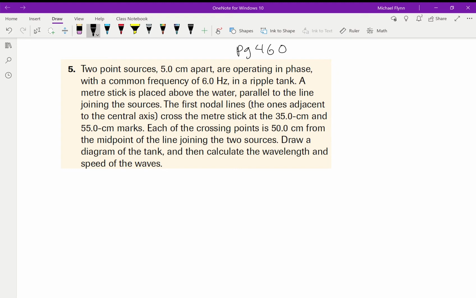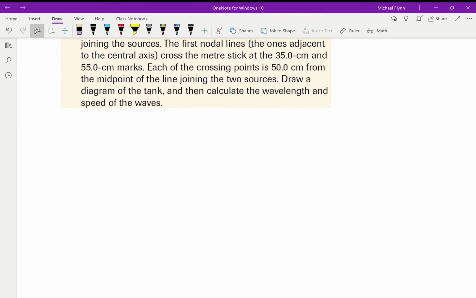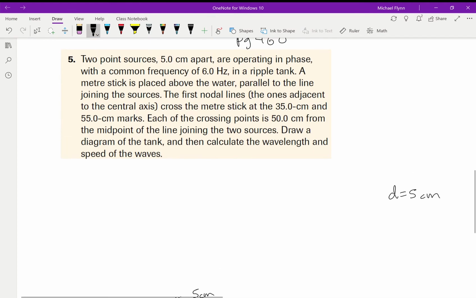Okay, so 2 point sources are 5 centimeters apart. So I'm going to draw a little diagram down here. The distance between them is 5 centimeters. So that's, I'll write it on the margin here. So D is 5 centimeters. Okay. And it says here, a meter stick is placed above the water parallel to the line joining the two sources.